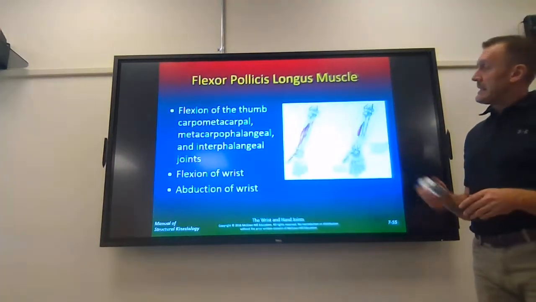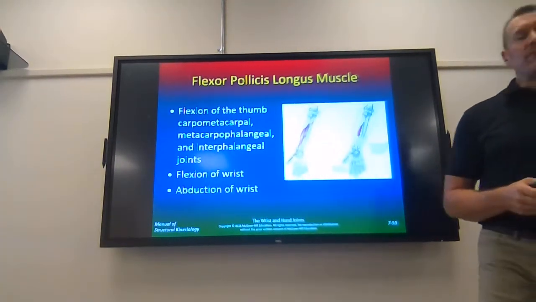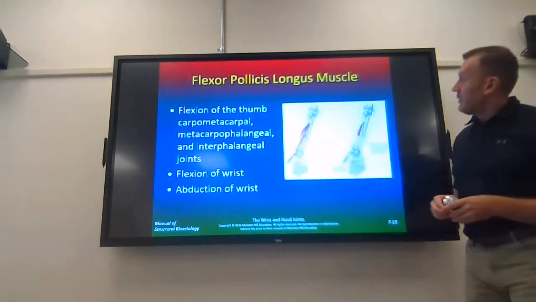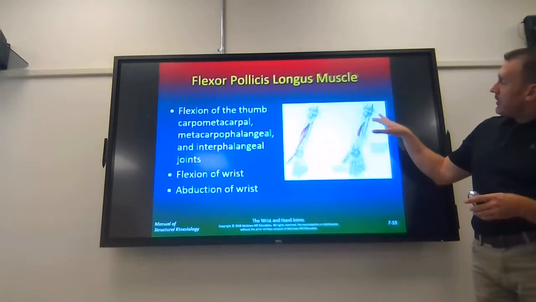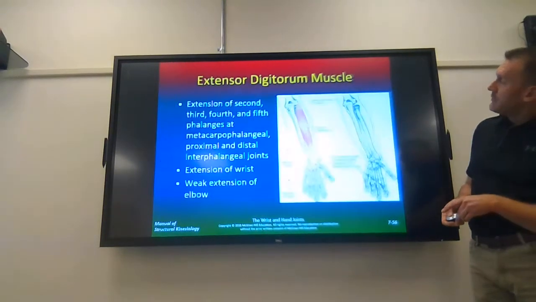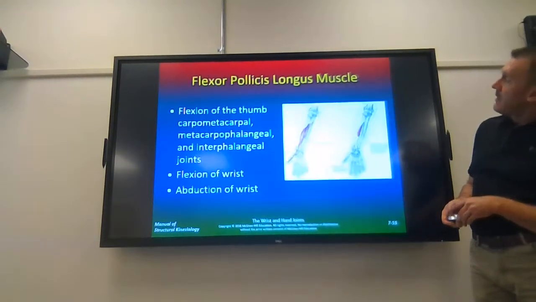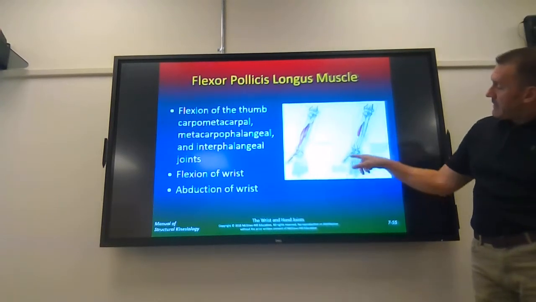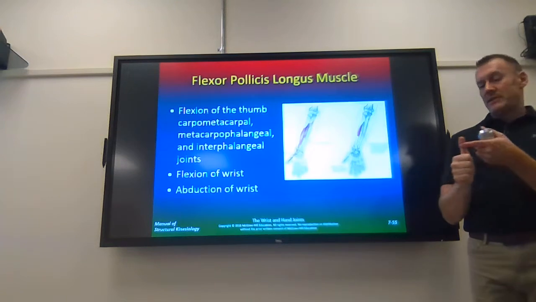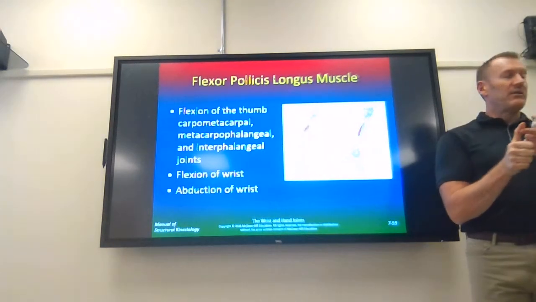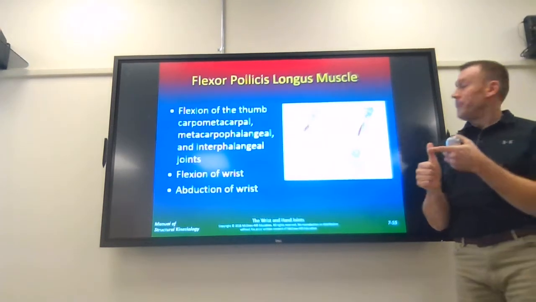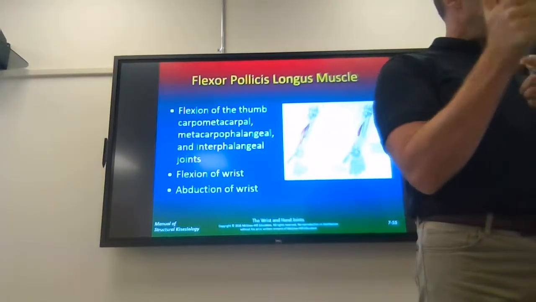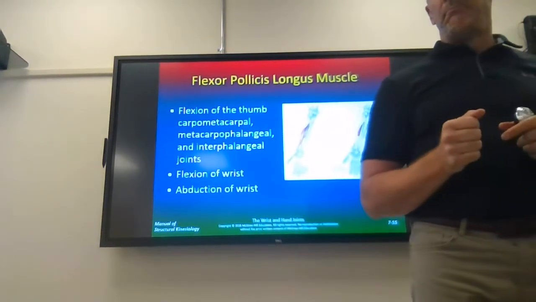Okay, flexor pollicis longus, so flexor of the thumb. This one has its origin up here close to the coronoid process, and then the shaft of the radius, and then down here, just past the interphalangeal joint of the thumb. So this would be a thumb flexor, right? All the way down through all the joints of the thumb.